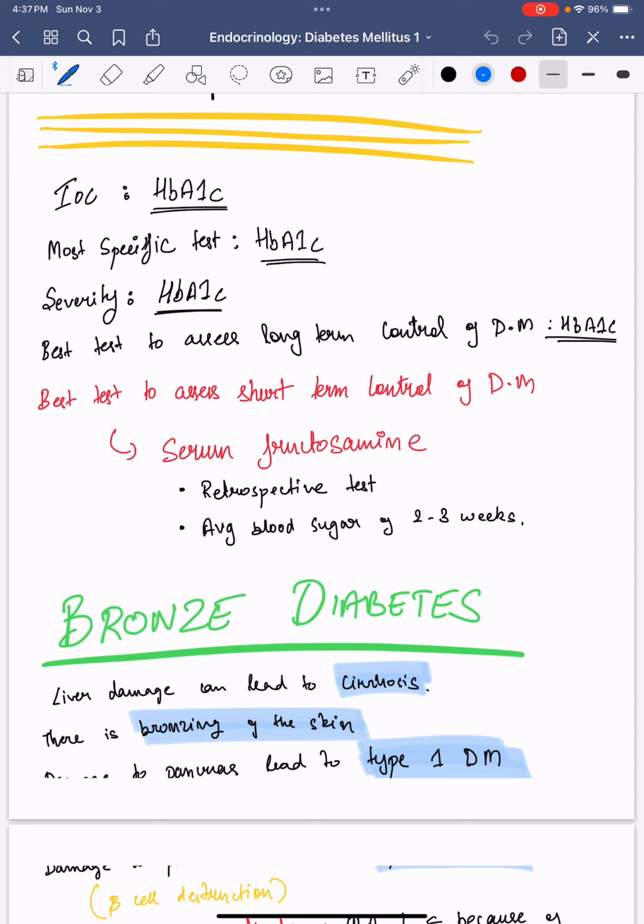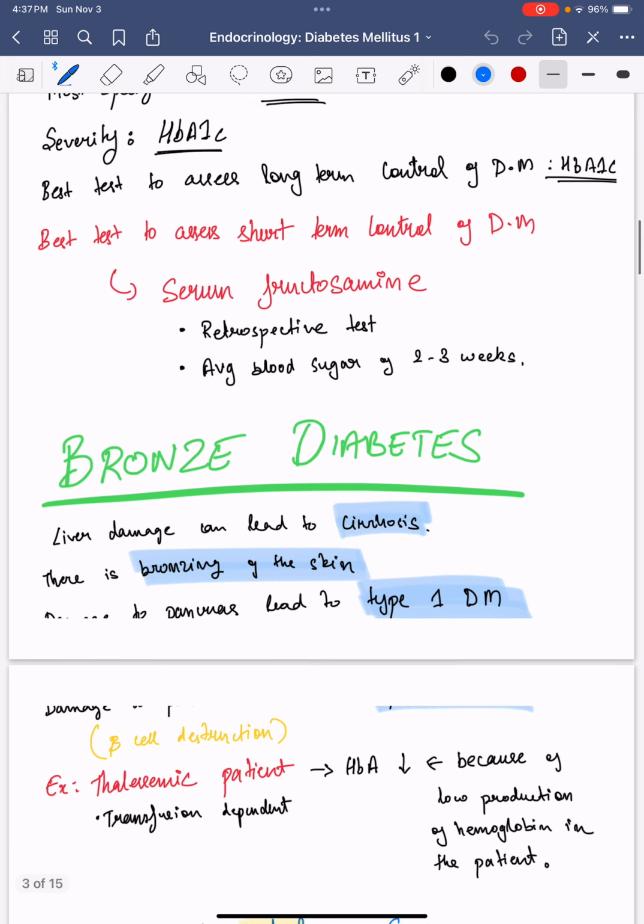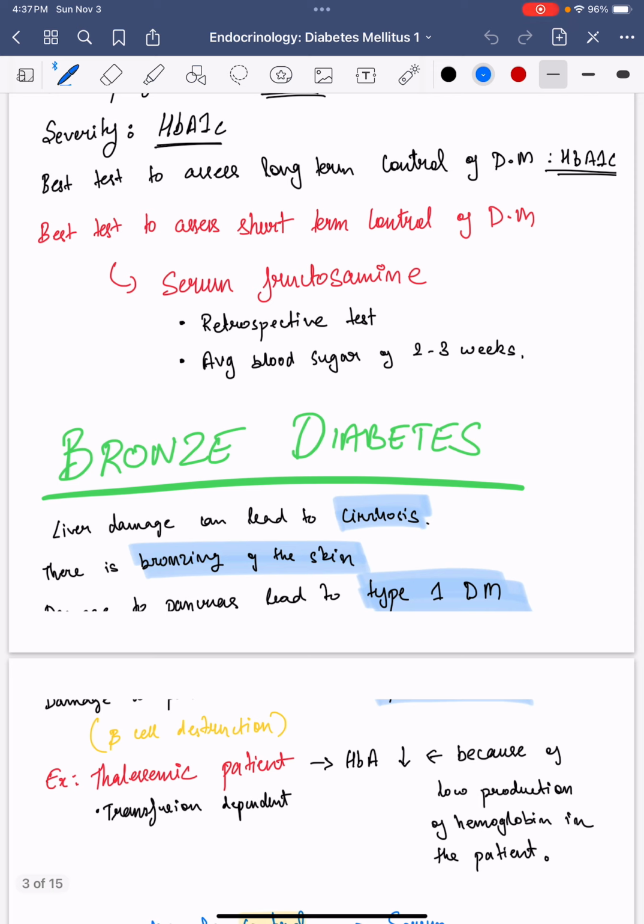But if you want to know the best test to assess the short-term control of diabetes mellitus, it is serum fructosamine, which is also a retrospective test like HbA1c, but it takes the average blood sugar of the last 2 to 3 weeks instead of the 8 to 12 weeks seen in HbA1c.